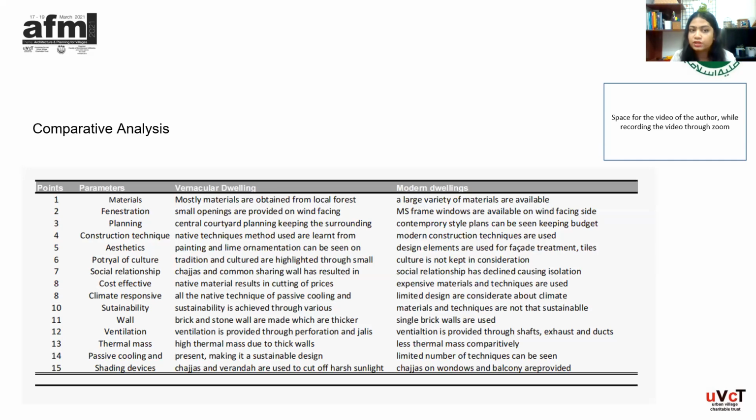This is a table showing the comparative analysis of the both on the basis of material, fenestration, planning, construction technique, aesthetics, portrayal of culture, social relationship, cost effectiveness, climate responsive, sustainability, wall, ventilation, thermal mass, passive cooling and shading devices.